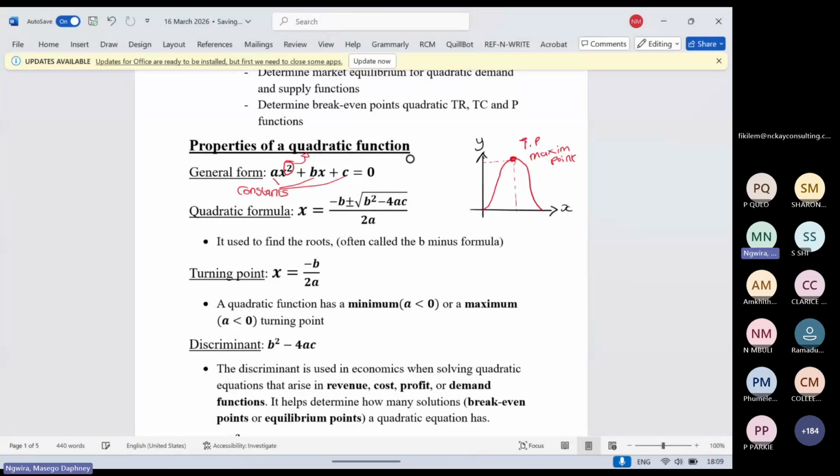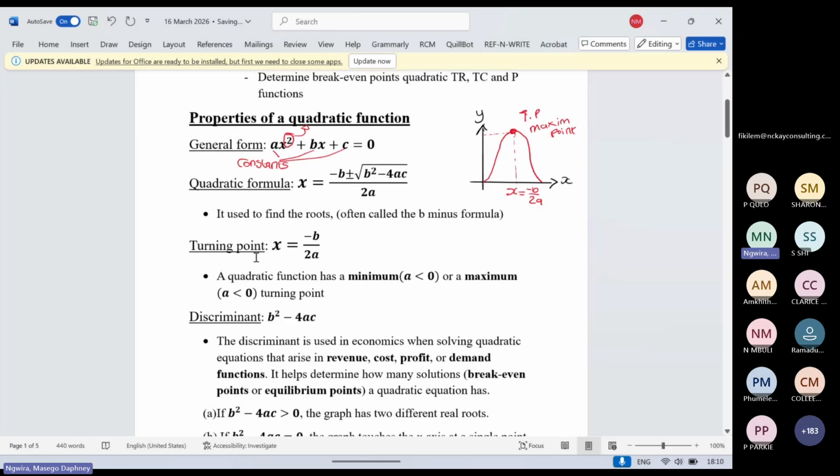So if I want to look for the X value here, I'm going to use this formula where it says negative B over 2A. Obviously, before I draw the graph, I am going to use this function, AX squared plus BX plus C. So I must be given this for me to draw this graph.